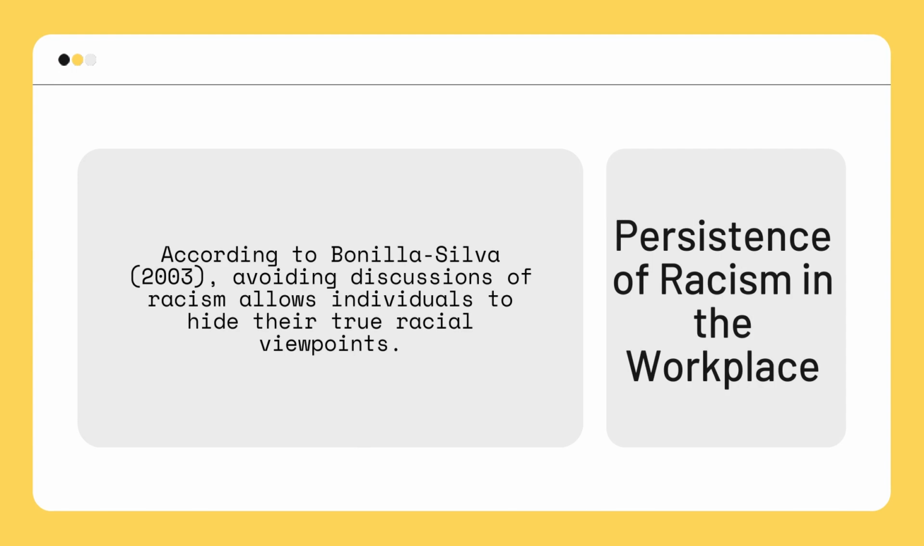Next is the persistence of racism in the workplace. According to Bonilla-Silva, avoiding discussions of racism allows individuals to hide their true racial viewpoints. Acknowledging racism is necessary not only for those subjected to the experience at the individual level, but also for those involved in policy making, practices, and procedures at an institutional level.